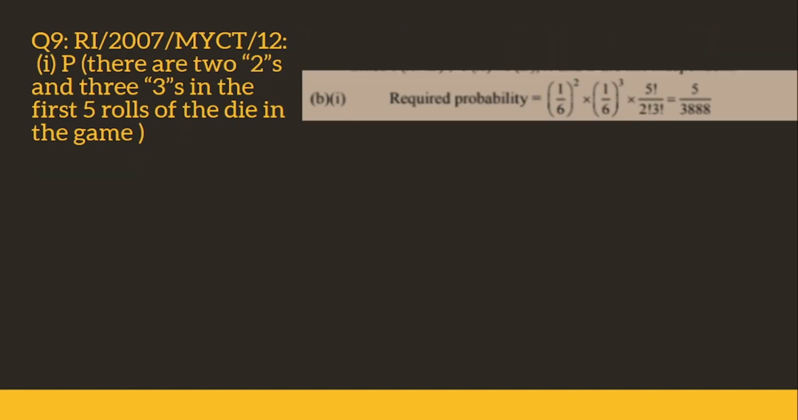So for part 1, it's just going to be 1 over 6 squared to represent the 2 2s, then 1 over 6 cubed to represent the 3s, then we will multiply by 5 factorial over 2 factorial, 3 factorial, because we are looking at the different arrangements and permutations that can happen. In that case, it will be 5 over 3888.